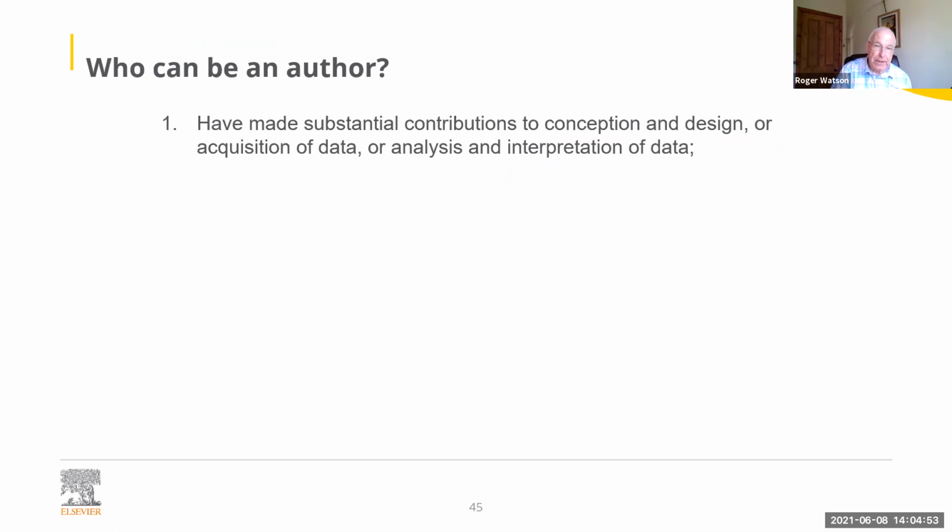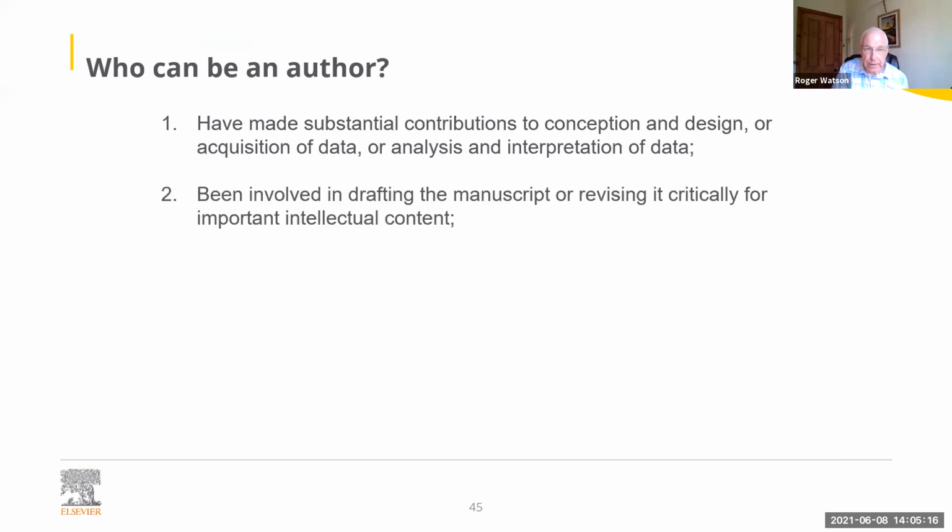First, you must have made a substantial contribution to conception and design, or acquisition of data, or analysis and interpretation. So an author for a paper doesn't have to have done all of these things. They have to have done at least one of them. And the judgment of substantial is difficult, and it's up to the research team to decide that. That cannot be decided by an editor. But everyone must have been involved in drafting the manuscript and revising it for intellectual content, not just editing the manuscript.